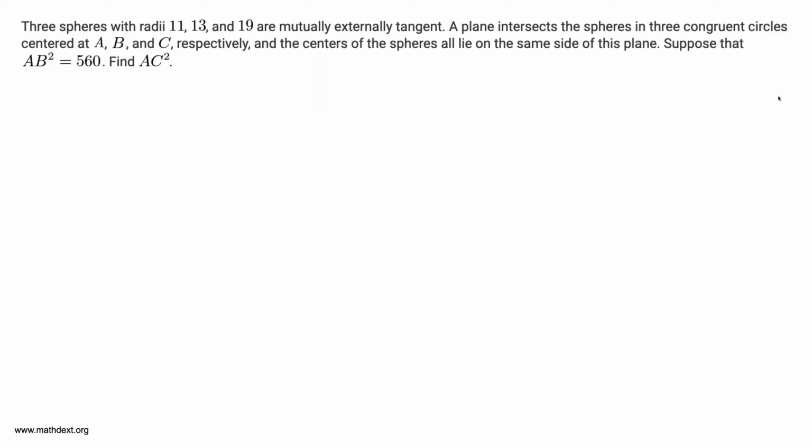Three spheres with radii 11, 13, and 19 are mutually externally tangent. A plane intersects the spheres in three congruent circles centered at A, B, and C respectively, and the centers of the spheres all lie on the same side of this plane. Suppose that AB squared is equal to 560.